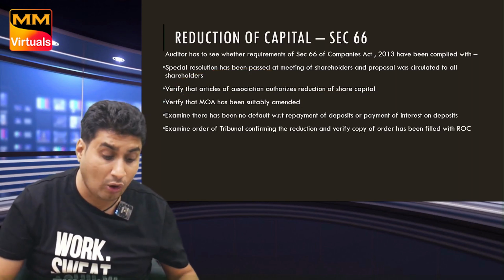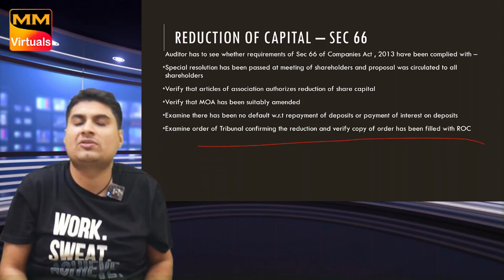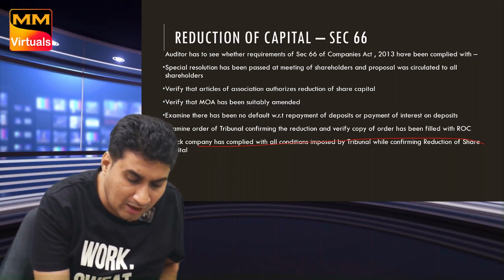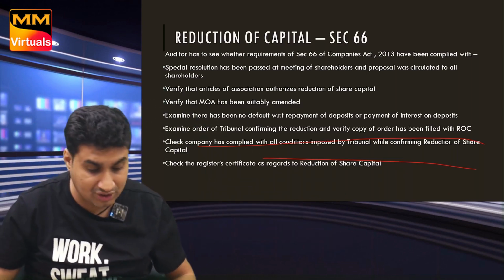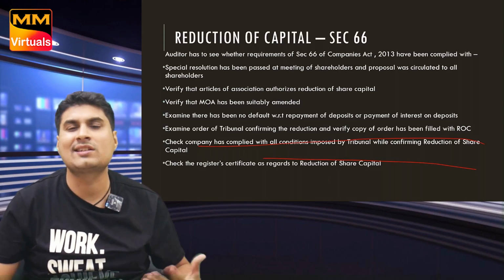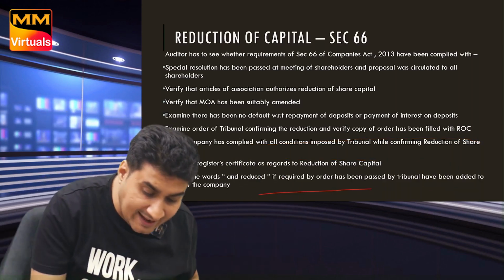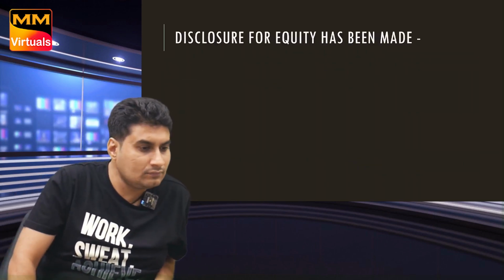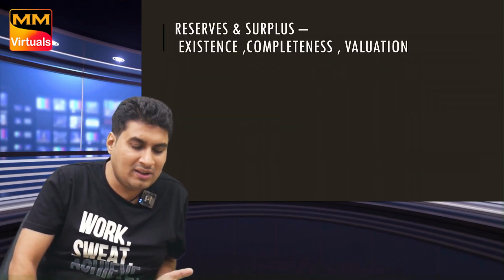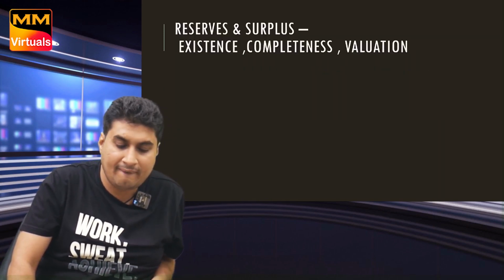Examine the order of the tribunal confirming the reduction and verify the copies filed with ROC. The company has complied with all conditions given by the tribunal for reduction. Check the registered certificate with regard to reduction of share capital. See that the words "and reduced" have been used, if the tribunal has told the same. Disclosure is very simple. How many shares are there? How many new are issued? What's the change, etc.